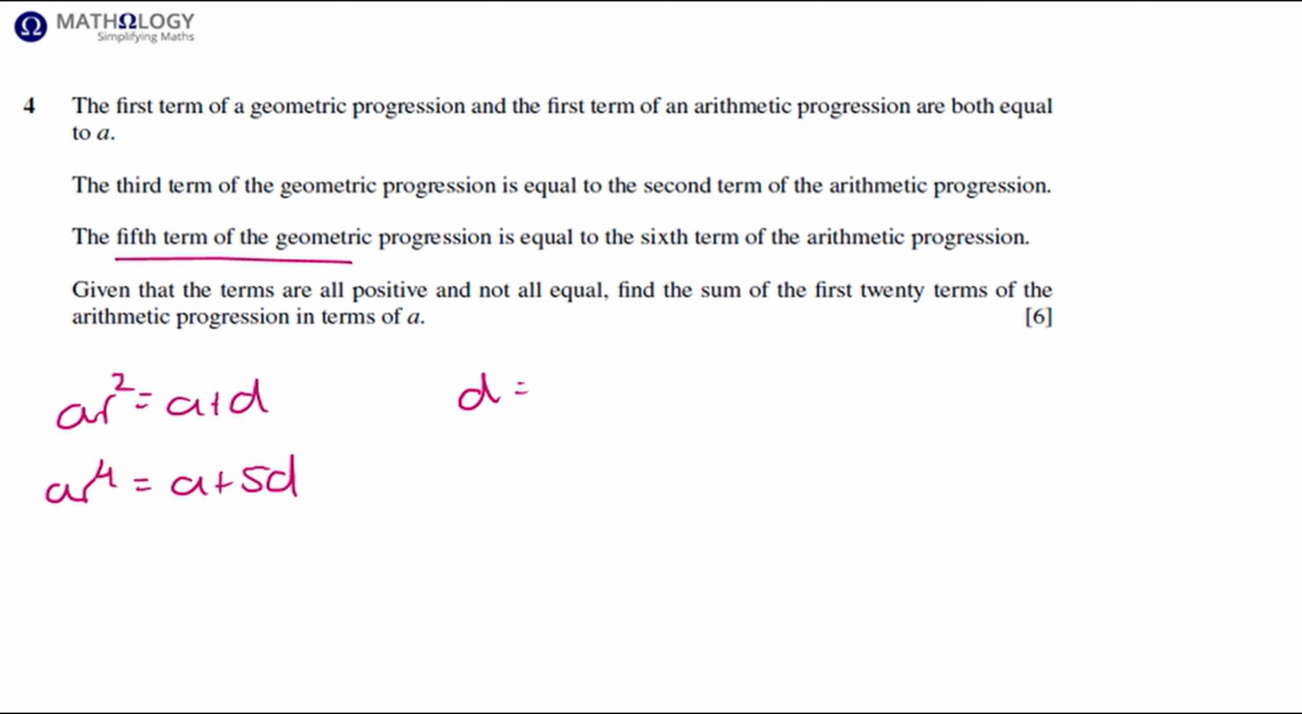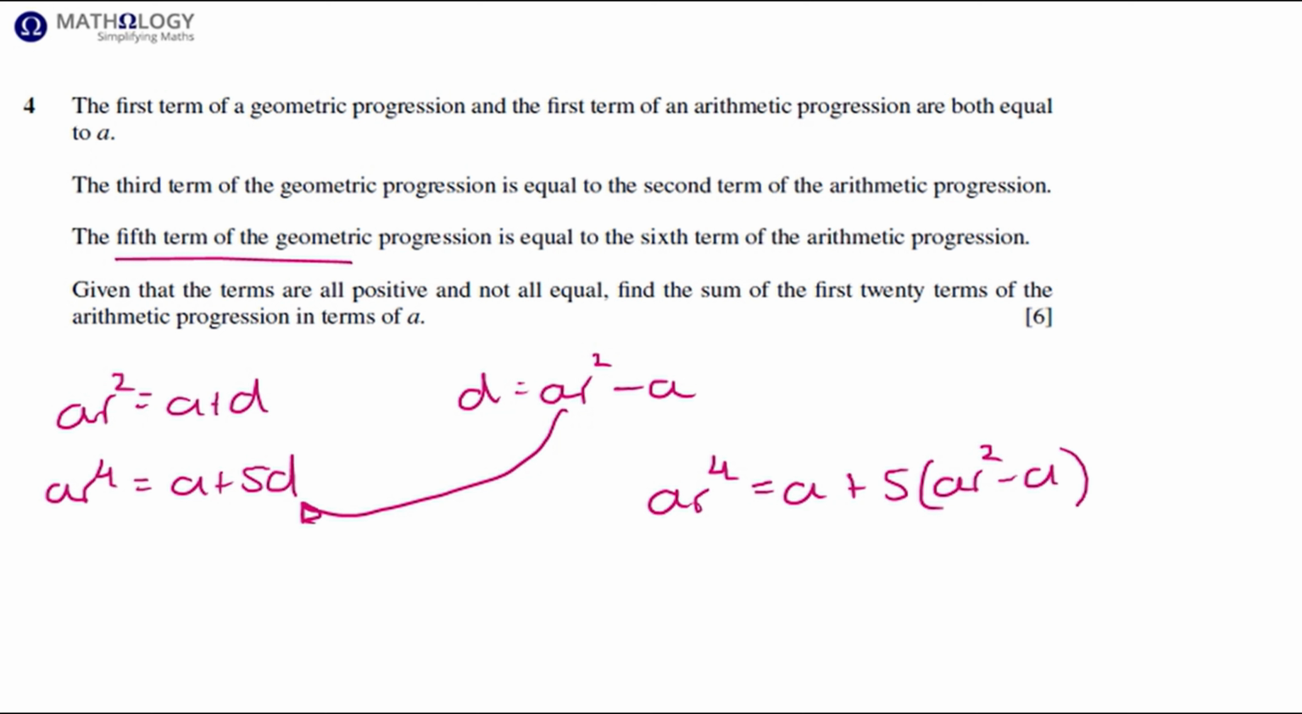So d equals ar squared minus a. So we can sub that into this equation here. So ar to the 4 equals a plus 5 times (ar squared minus a). ar to the 4 equals a plus 5ar squared minus 5a. ar to the 4 equals 5ar squared minus 4a.